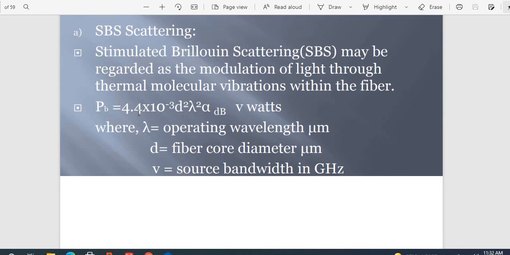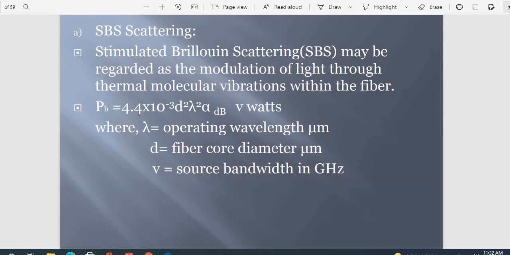In that, the basic thing we are going to see is P_B. The formula for this scattering is P_B equals 4.4 times 10 to the power minus 3 times d squared times lambda squared times alpha in dB times v, in watts. This is our power, right? We are finding the power in terms of watts. What is v actually? v is nothing but the source bandwidth in gigahertz. So we are seeing v, not volt, it is v actually, the source bandwidth.